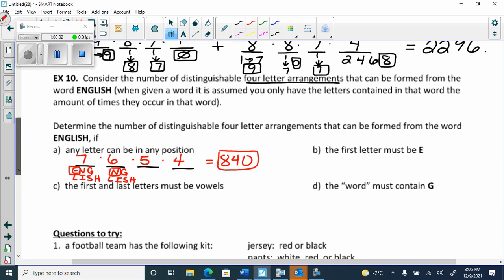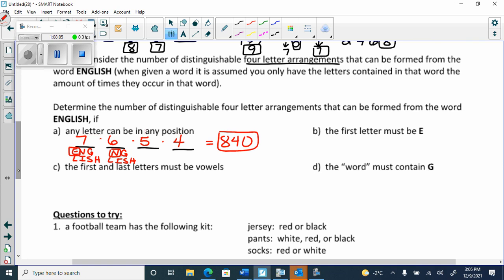Then B says the first letter must be E. I'm telling you, if you treat these like Scrabble tiles, these are really easy questions. The first letter has to be an E. E. How many options? 1. I boxed it. How many letters do I have left? 6. Say I keep the G here. Then how many would I have left? Say I keep the L. Then I would have 4. This is not Scrabble. The words don't have to be real. It could be like evil gold. Okay? We don't care. 120.